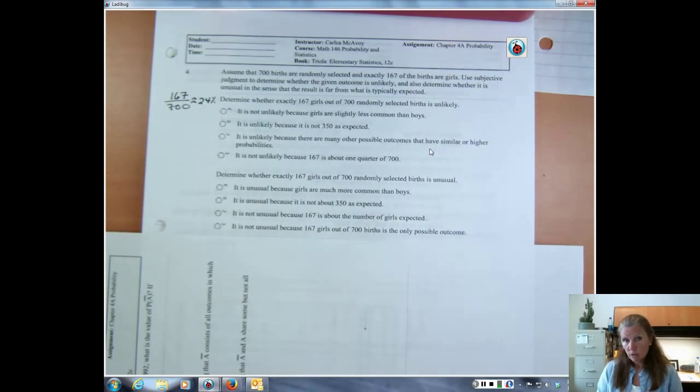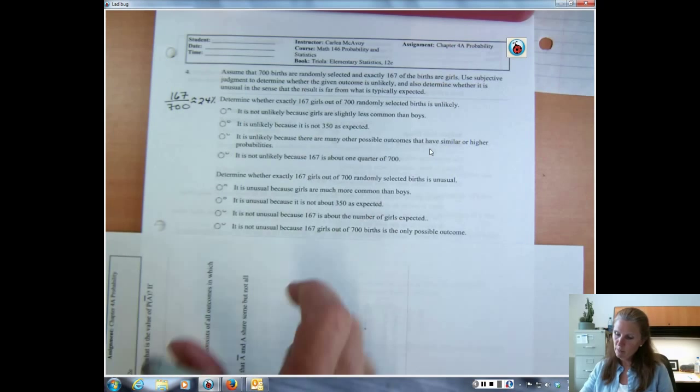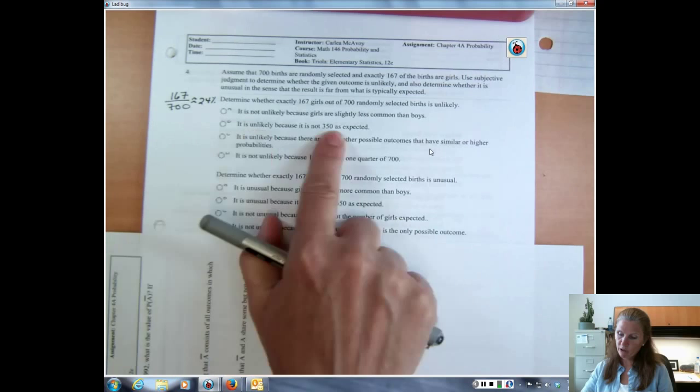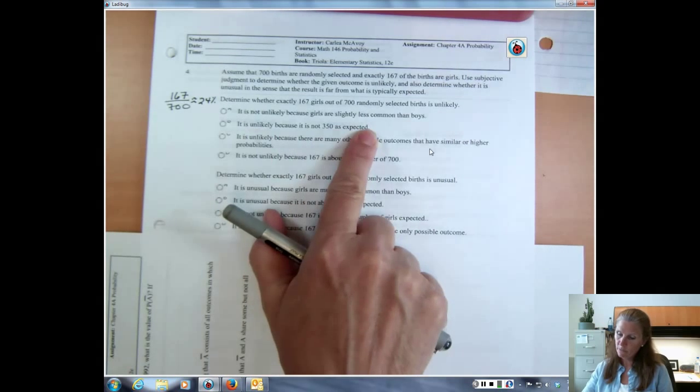So if it was 50%, we would expect 350 girls. This is definitely not normal, right? It could happen on one day, but it would be really, really unusual because we should be closer to 50%. Now, if we were at 39%, that'd be pretty low, but possible. If we were at 55%, good. We're not going to be exactly 50, but we should be in the ballpark of 50. So it is unlikely, I think. It is unlikely because it is not 350 as expected. That could be an answer.